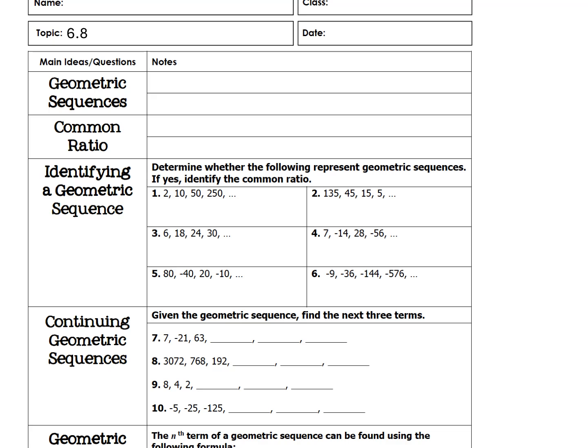6-8. We are talking about geometric sequences today. So, yes.